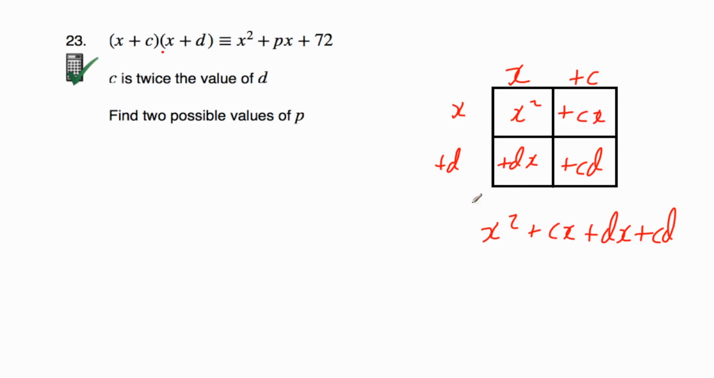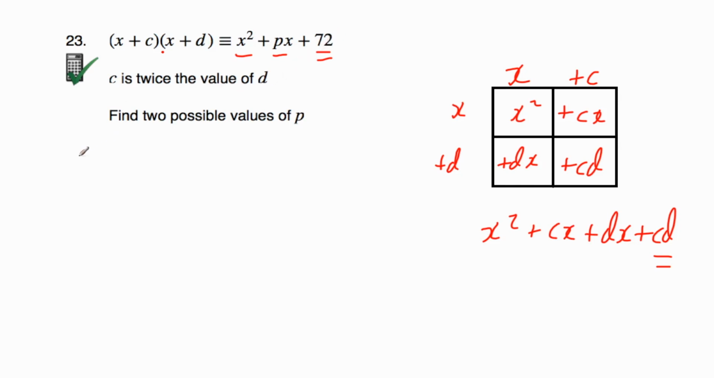Now if we have a look at this, we've got our x squared term, yep. We've got our cx plus dx, so when we add those together, that'll give us px, so c plus d must be equal to p. And then finally, we've got cd and 72. So that means that c times d, these two numbers times together, will be 72. And we're told that the value for c is twice the value of d.